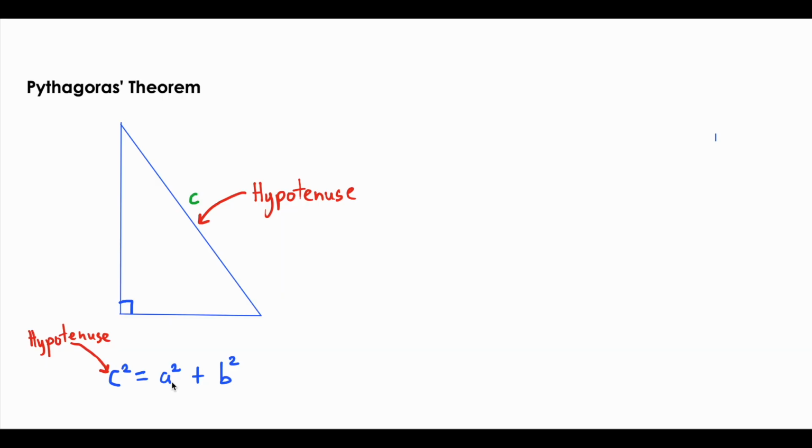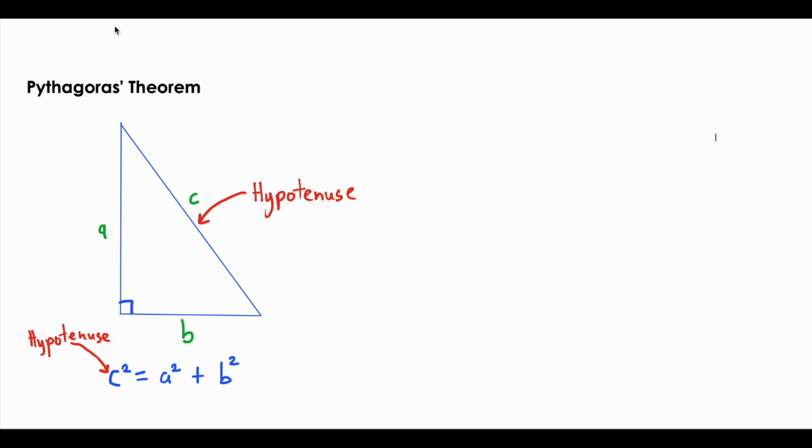Now, the lengths A and B represent the other two sides, which we refer to as the shorter sides. Any one of them could be A or B. So this could be A, this could be B. However, the hypotenuse has to be C. It has to be C.